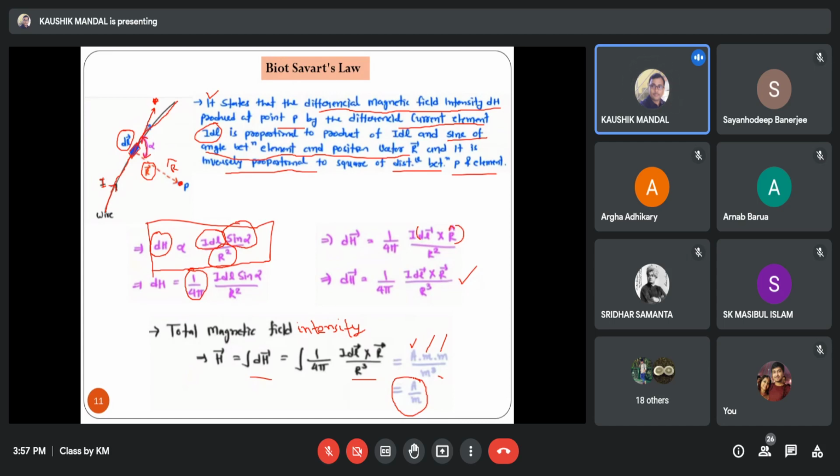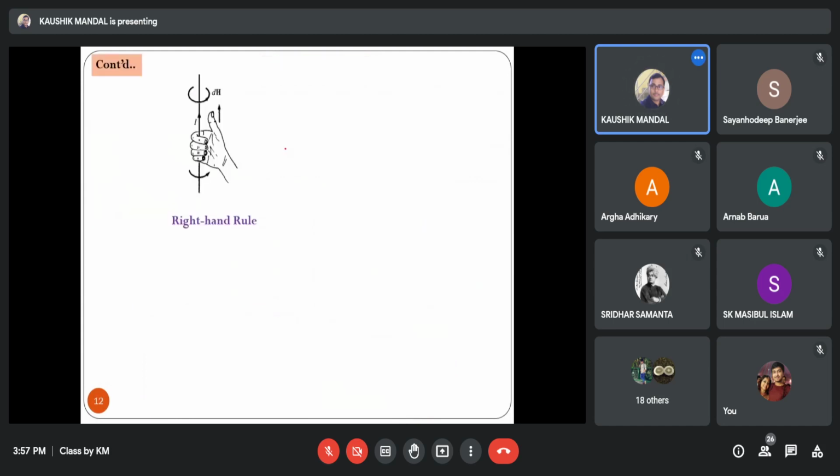Then in the next step, we have to find out what should be the direction of this magnetic field. So using Biot-Savart's law, we can easily find out the magnetic field intensity at an arbitrary point P. But the question is, what should be the direction of this magnetic field intensity? That we can find out by using the right hand thumb rule.